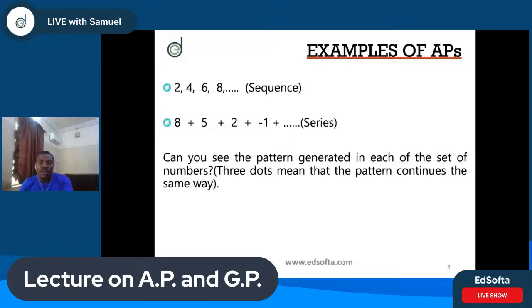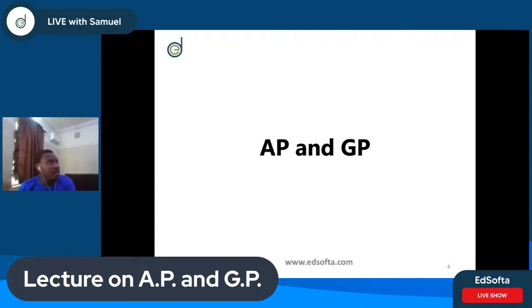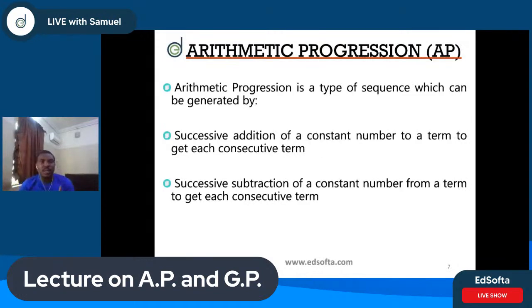So first, there are 2 types of progressions. From the word progression, it means increase. There are 2 ways a sequence can increase. It can either increase in an arithmetic way or increase in a geometric way. That's why we talk about arithmetic progression and geometric progression. Now, arithmetic progression is a type of sequence that is generated by successive addition. When we talk about arithmetic, we're just talking about 2 binary operations, that's plus and minus. So in an arithmetic progression, there's a successive addition of a constant number to a term to get each successive term.